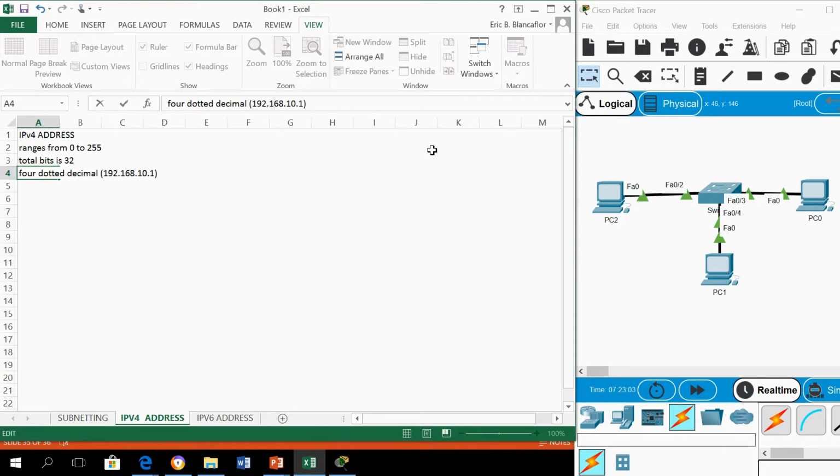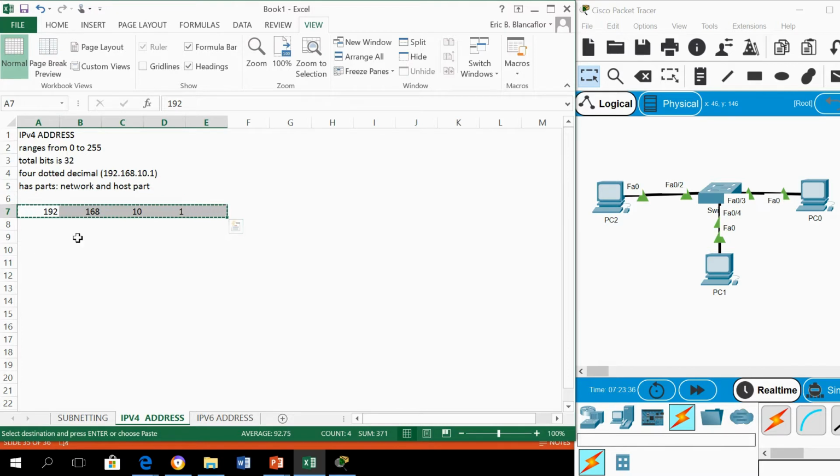In this number, 192.168.10.1, there is a part that represents the network part, and there is a part that represents the host part. So usually we have two parts in an IPv4 address, the network part and the host part.